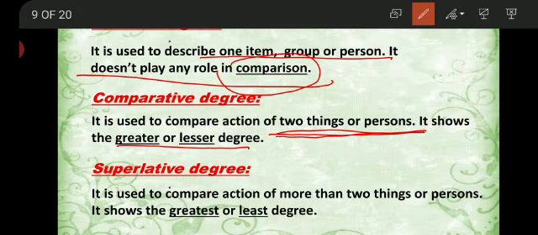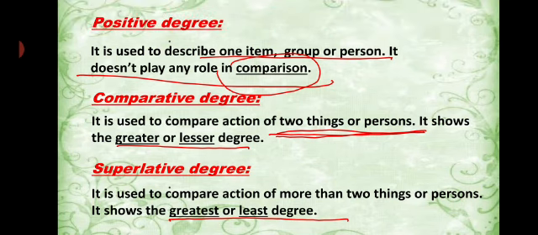Superlative degree. It is used to compare the action of more than two things. It can be three persons or the action of three things. So it shows the greatest or least degree. You may say the biggest one. Okay?